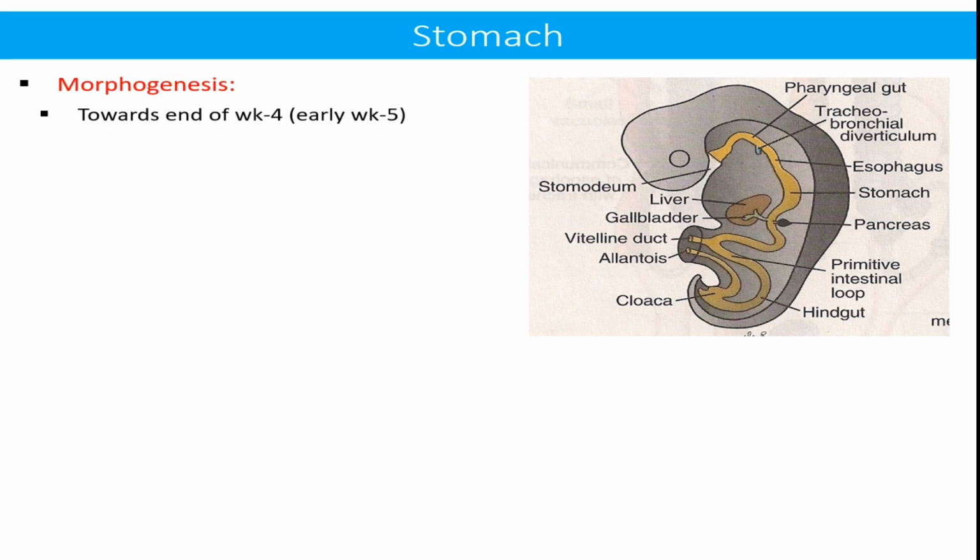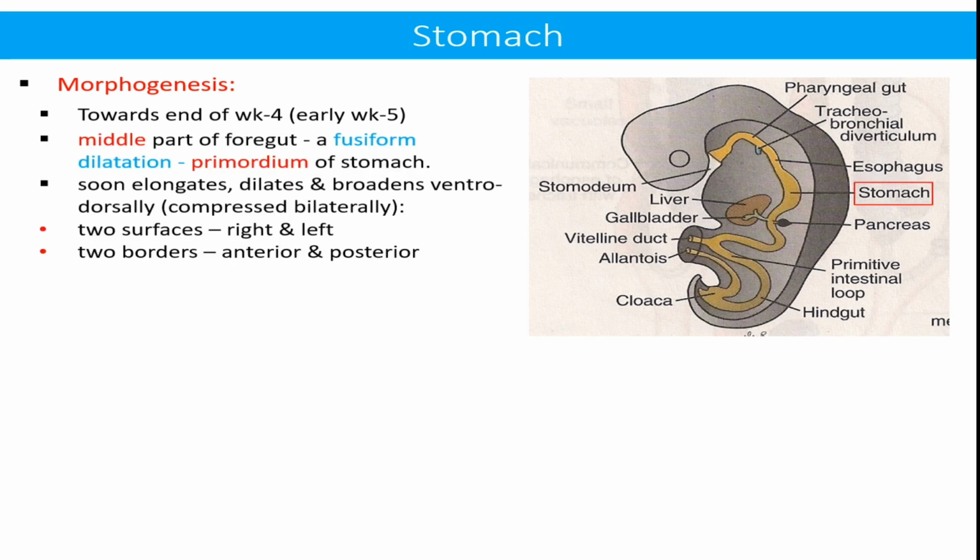Towards the end of the fourth week or early part of the fifth week, a fusiform dilatation appears in the middle part of the foregut. This is the primordium of the stomach. Soon it elongates, dilates, and broadens ventrodorsally. In other words, it is compressed bilaterally, so that two surfaces, right and left, and two borders, anterior and posterior, can be made out.